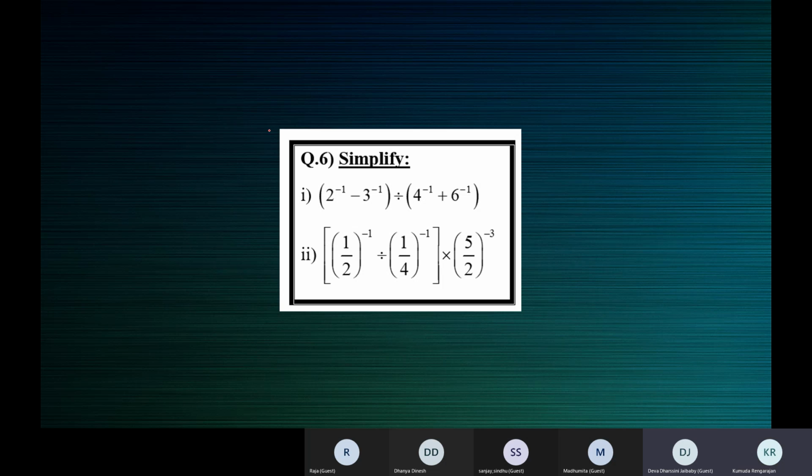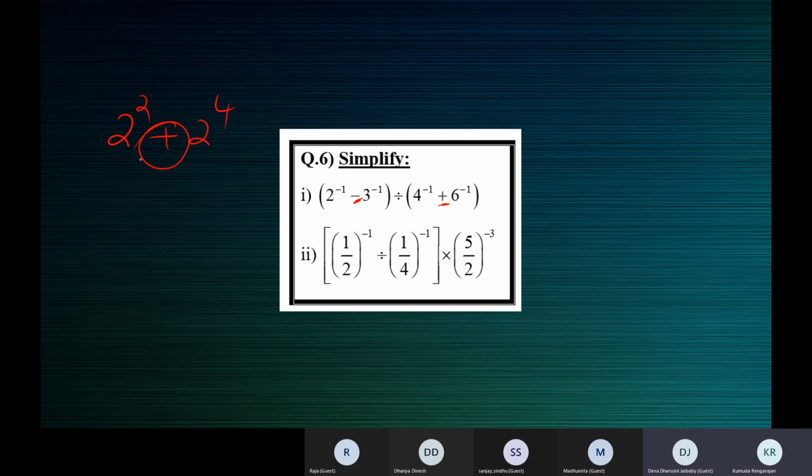So the first thing is the connecting signs. The connecting signs are plus and minus. So you cannot use the laws here. Also, even if the bases are the same, like if you have 2 to the power 2 plus 2 to the power 4, you cannot apply any law here. You cannot say bases are same and it's addition, so you'll add the powers. No.